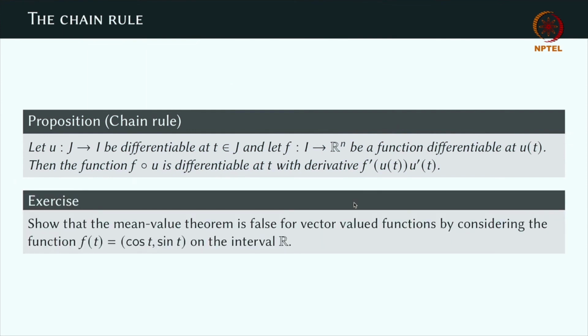Now, so far I have said that everything goes through in an easy way. This is all extensions of the familiar facts from calculus, but one fact is not true. The mean value theorem in its direct formulation is actually false, and I want you to work this exercise out. Show that the mean value theorem is false for vector valued functions by considering the function f of t equal to (cos t, sin t) on the interval R. I'm not going to say anything more as to what exactly I mean by the mean value theorem because that will spoil the surprise. Please work out this exercise, it's very interesting. So this concludes this basic video on vector valued functions of a scalar variable, and you're watching this course on real analysis.